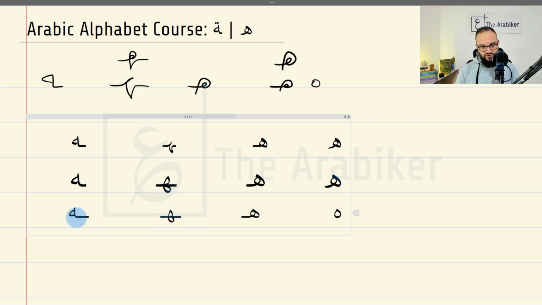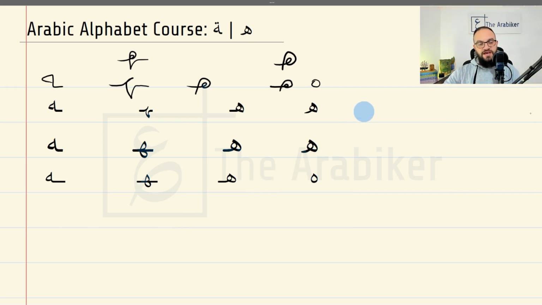And final position. Okay, as always, let's move on now to words that incorporate this ha along with letters that we have learned. Let's start by the word, and you try to write it down before I do. The first word is habat. Habat. It means it landed, like an airplane landed.